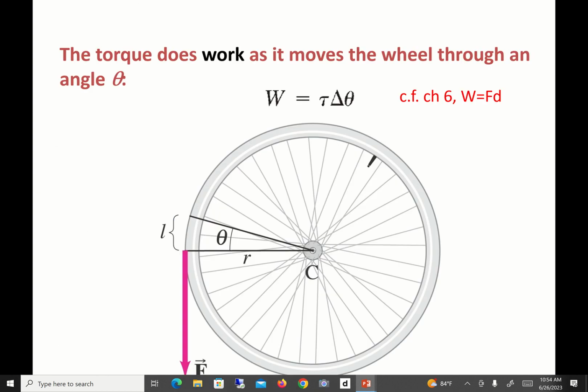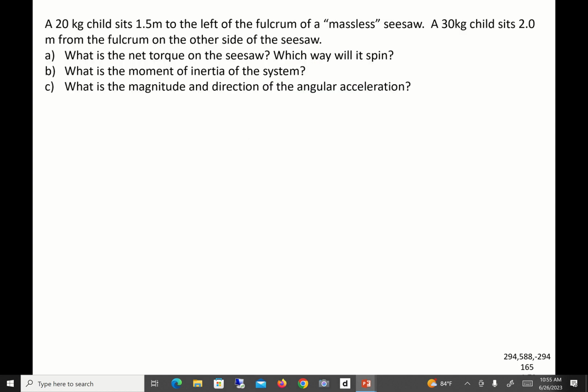All right, so what else did we do? We also talked about work in Module 6. Work in Module 6 was force times distance. Work for rotation will be the rotational equivalent of force, which is torque, times the rotational equivalent of distance, which is delta theta. So if you apply a force, it does work, and that work changes the velocity. So we have sort of a work kinetic energy relationship as well.